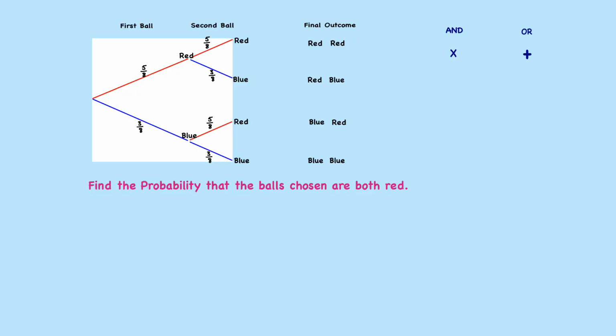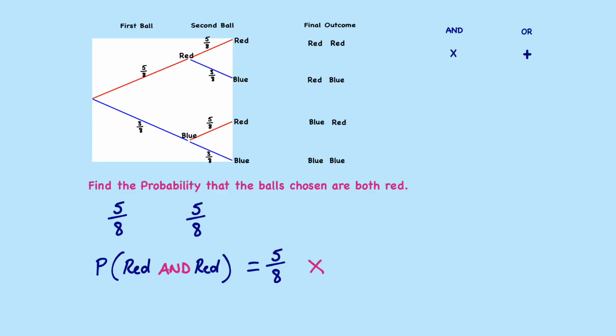So the probability that the first ball will be red is 5/8, and as the ball is replaced, the probability that the second ball will be red is also 5/8, which we can see from our probability tree. So if we're looking at the probability that a red and a red is drawn from the bag, you multiply. So we have 5/8 multiplied by 5/8, and that gives us the answer of 25/64.